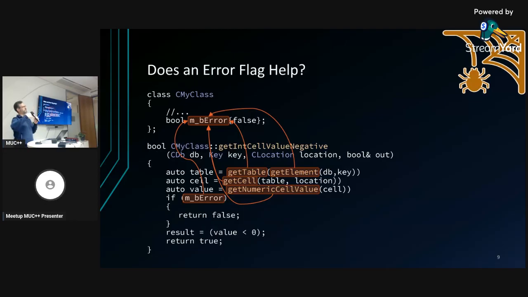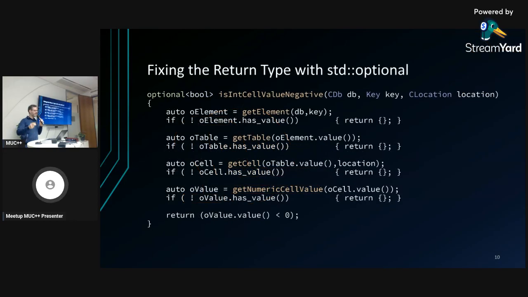So let's take a step back. And let's just fix the return type issue. I combine the return parameter and the success flag into an optional of bool. So now the optional tells me, is there a value? If no, then that's failure. And if there's a value, I can use it.